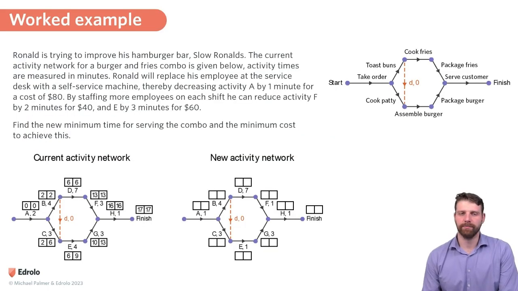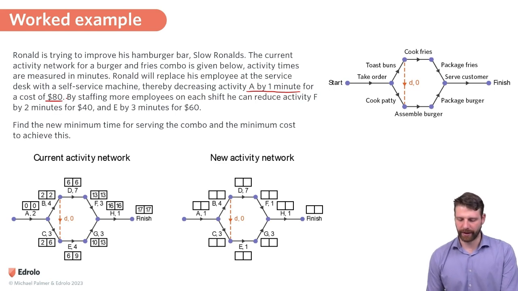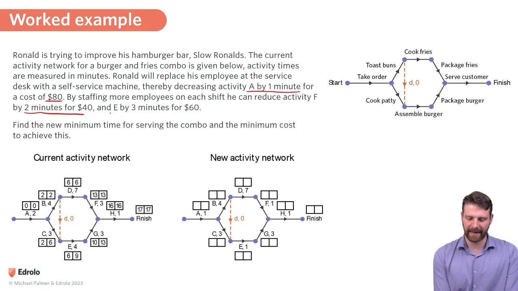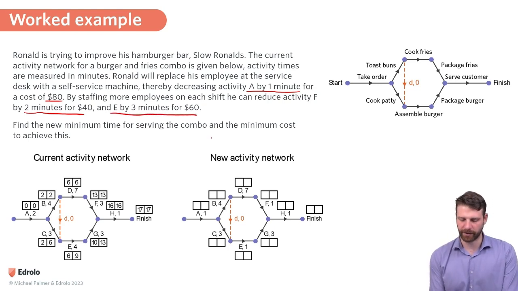Okay, here's our example. Ronald is trying to improve his hamburger bar, Slow Ronald's. The current activity network for a burger and fries combo is given below. Activity times are measured in minutes. Ronald will replace his employee at the service desk with a self-serving machine, thereby decreasing activity A by 1 minute for a cost of $80. By staffing more employees on each shift, he can reduce activity F by 2 minutes for $40 and E by 3 minutes for $60. Find the new minimum time for serving the combo and the minimum cost to achieve this.